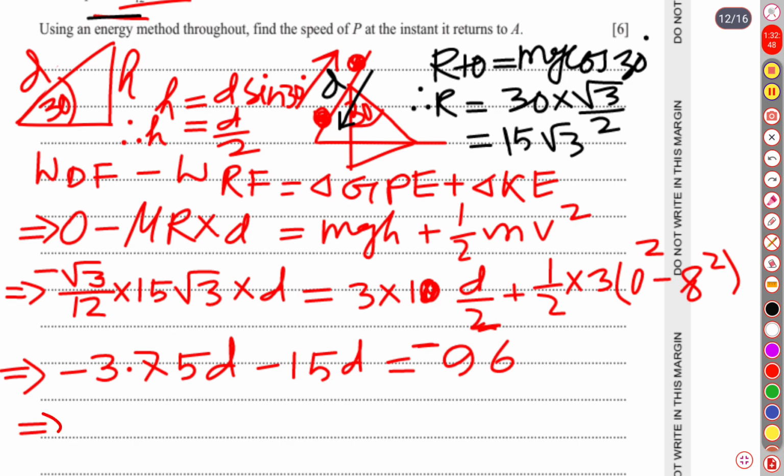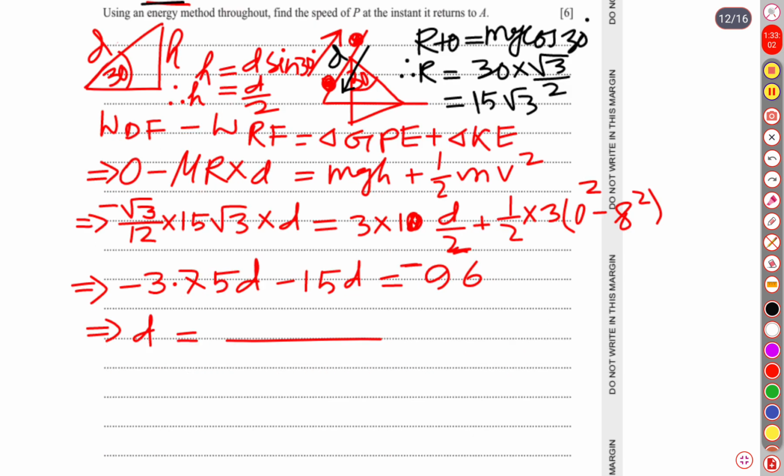Hence, if we isolate d, the distance is going to be, with 18.75 in the denominator, our numerator is 96, so we are cancelling the negative symbol from both sides. It is going to be 18.75.